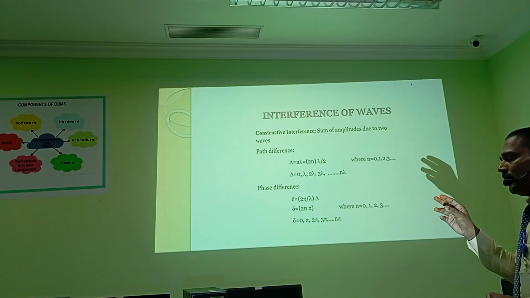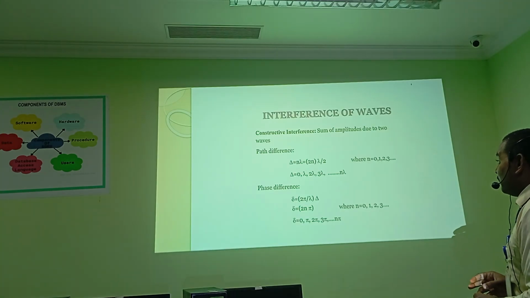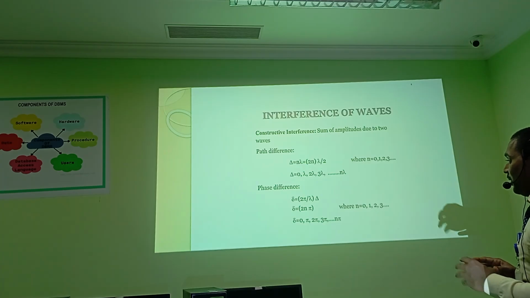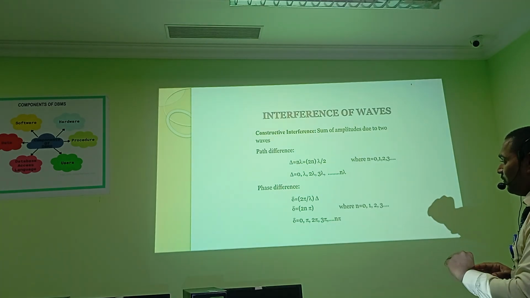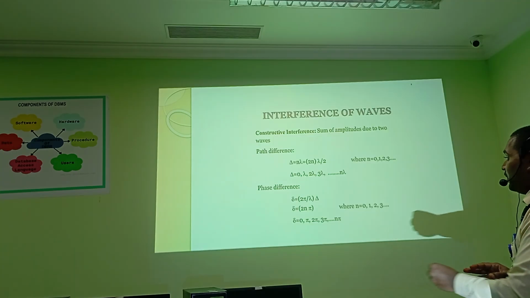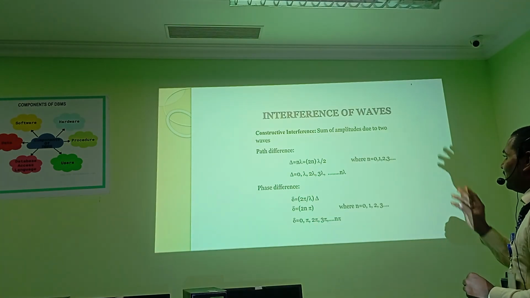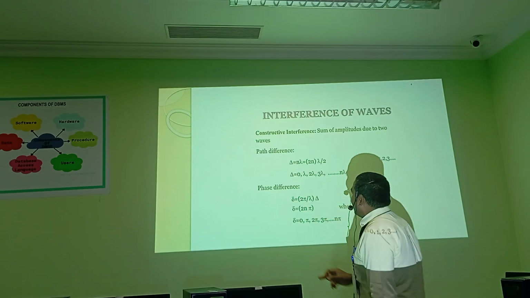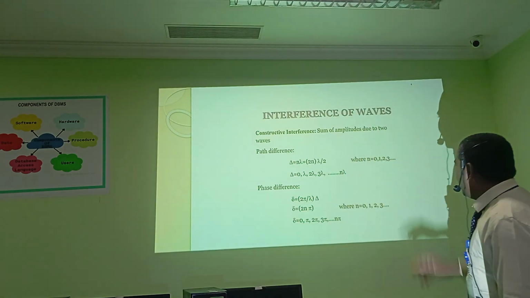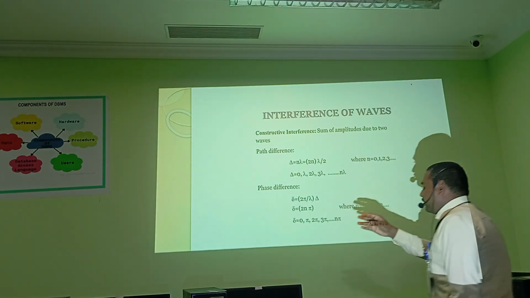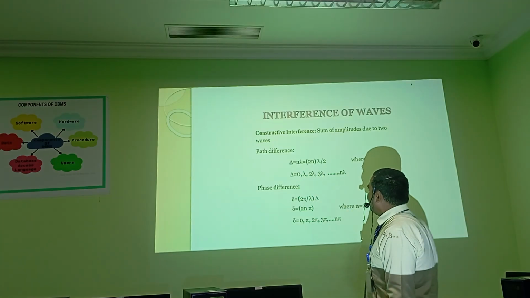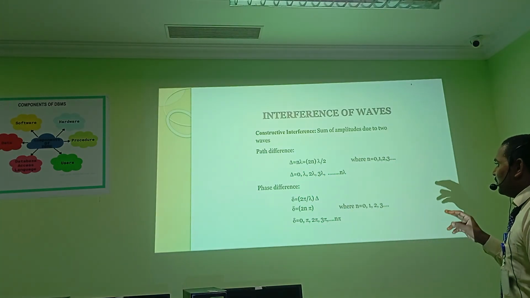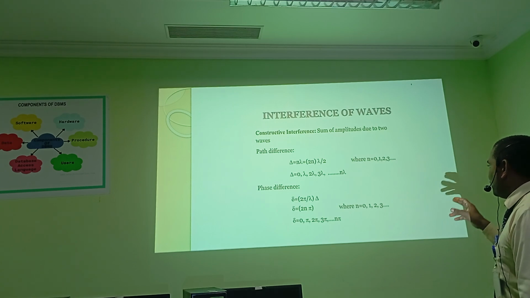It is important to understand the difference between phase difference and path difference, and which position of the light ray will be maximum and which will be minimum. Compare the path difference and the phase difference. Path difference means δ equals nλ, where n is an integer and λ is the wavelength of the light. Therefore δ equals 0, λ, 2λ, and so on.